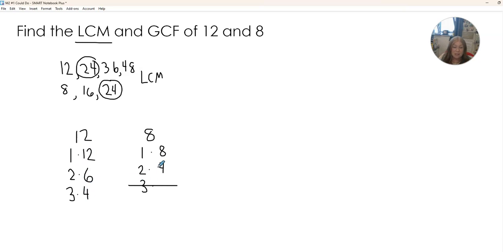So this one, we can see all their factors. Now remember, we're looking for the greatest one. So we're going to start here. Do they both have an 8? Nope. Do they both have a 4? Yes. So the GCF, their greatest common factor, is 4. So if I had 8 over 12, I could divide them both by 4 because they both have that in common.